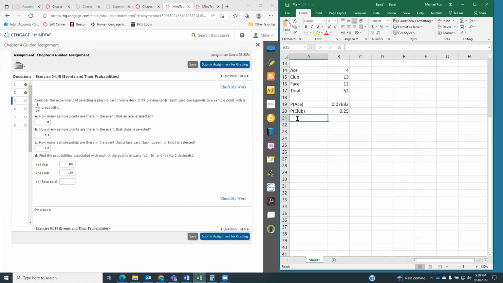And finally, the probability that it's a face card is going to equal 12 divided by 52, or 0.23077. So 2 decimals, 0.23.